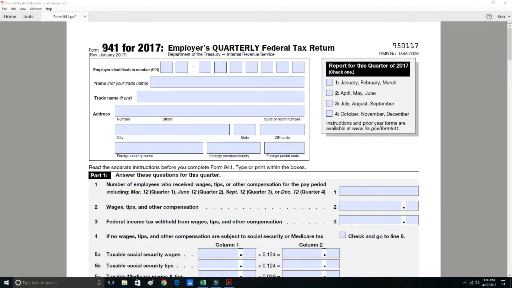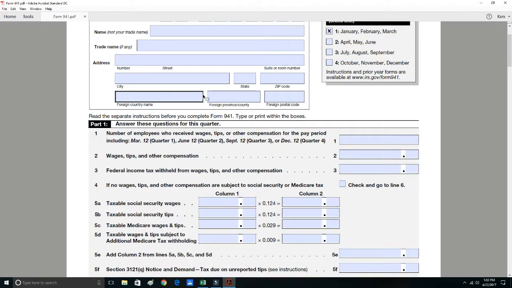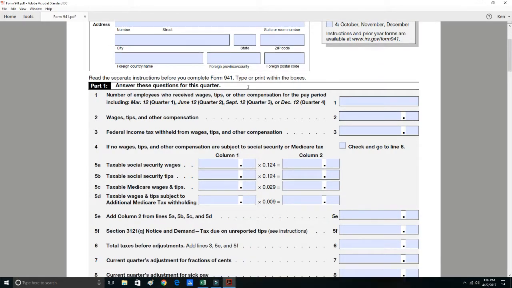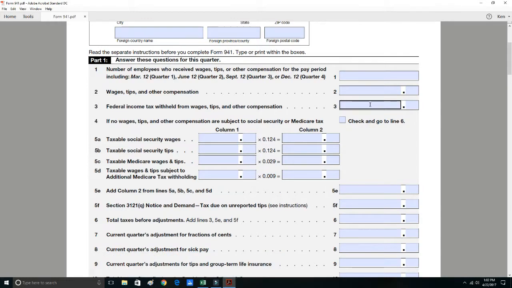You have to deal with your 941. We're in 2017, probably Q1 you're looking at right now because that's due probably May 1st. It's usually due about 30 days after the end of the quarter that you're talking about. So you have to fill out this information, but let's not worry about the details of your personal company, let's talk about the numbers.